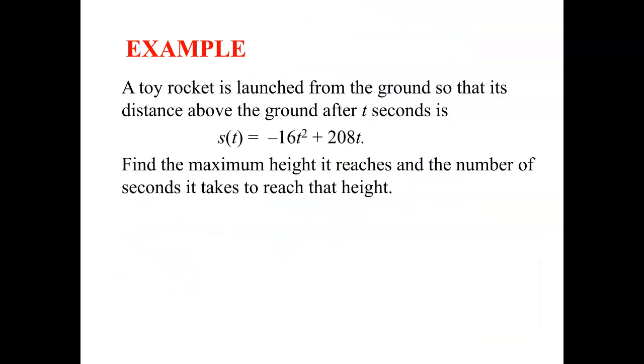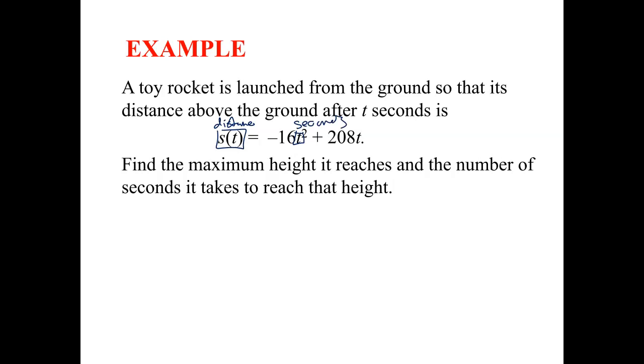Alright, we got a toy rocket launched from the ground. Distance above the ground after t seconds is modeled by this equation. So what does S of t represent? What does it stand for? No, speed. Distance. Distance above the ground after t seconds. So distance above ground. And then t represents time in seconds.